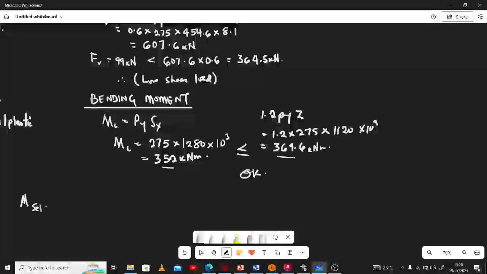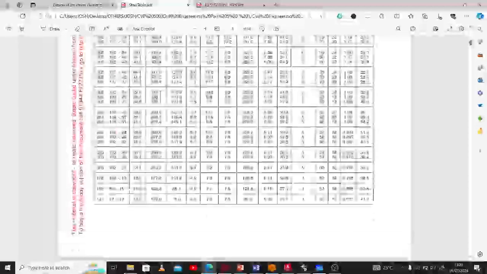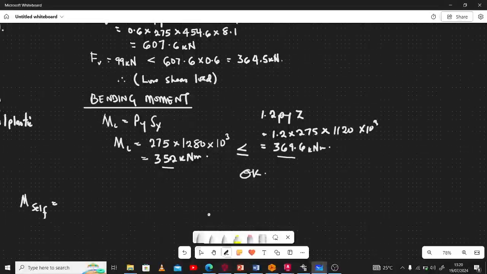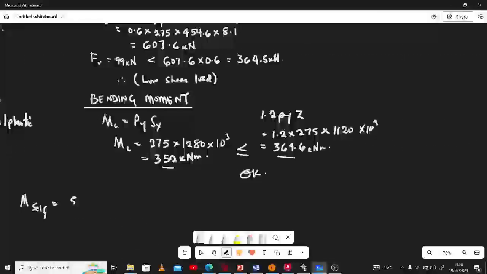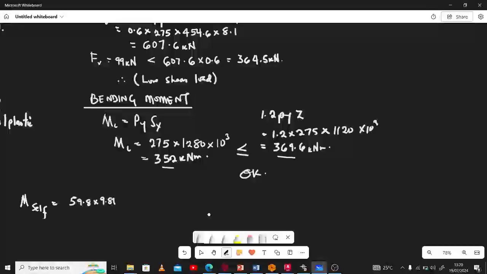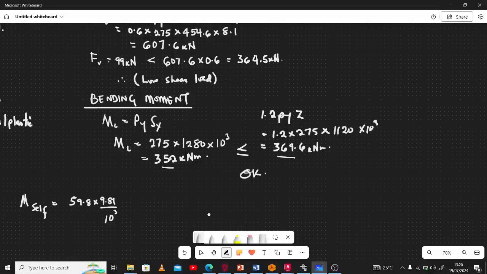Moment due to self weight. All right, we'll find the self weight in mass, which is kilogram per meter, for the particular section we're working with, 457 by 152 by 60. The mass is 59.8, and that's exactly what we're going to use. So that's going to be 59.8 multiplied by 9.81, divided by 10 raised to 3. Okay, and if you want to factor it as a dead load, you can do that.